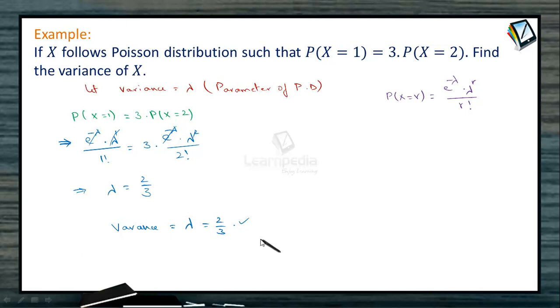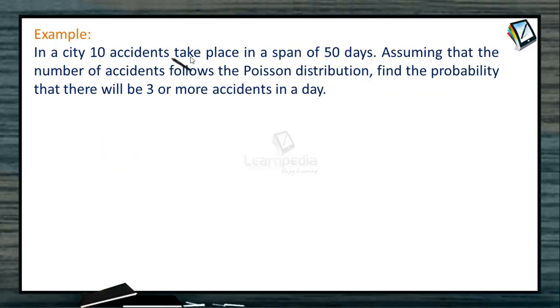which is 2 by 3, right? Now, in a city, 10 accidents take place in a span of 50 days. Assuming that the number of accidents follows the Poisson distribution, find the probability that there will be 3 or more accidents in a day. So look at this. Let's create the parameter of the distribution. That lambda, which is the parameter of the Poisson distribution, is the same as the mean of the distribution.